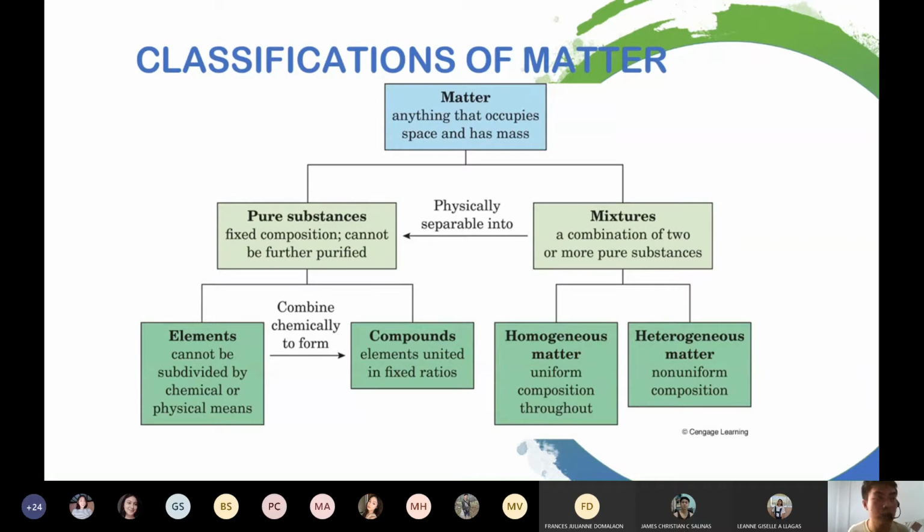Pero pag heterogeneous mixture naman, the particle size is quite big. It is big and gravity can actually pull them from the solution. So masyado siyang malaki. So it is influenced by gravity na. So it will sink at the bottom of your container. So ganun yung nangyayari.